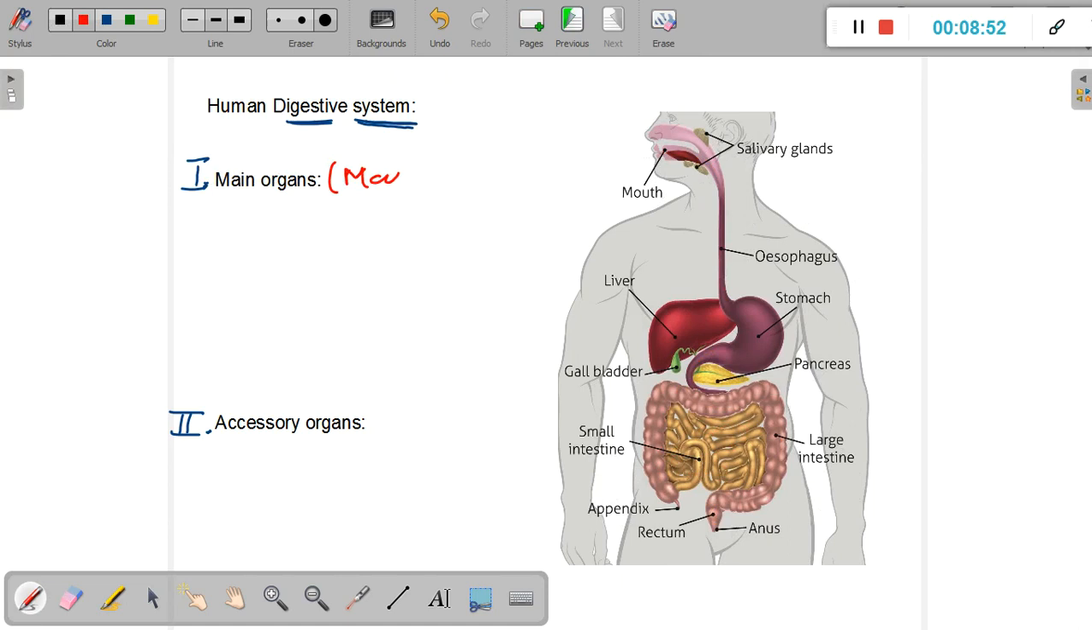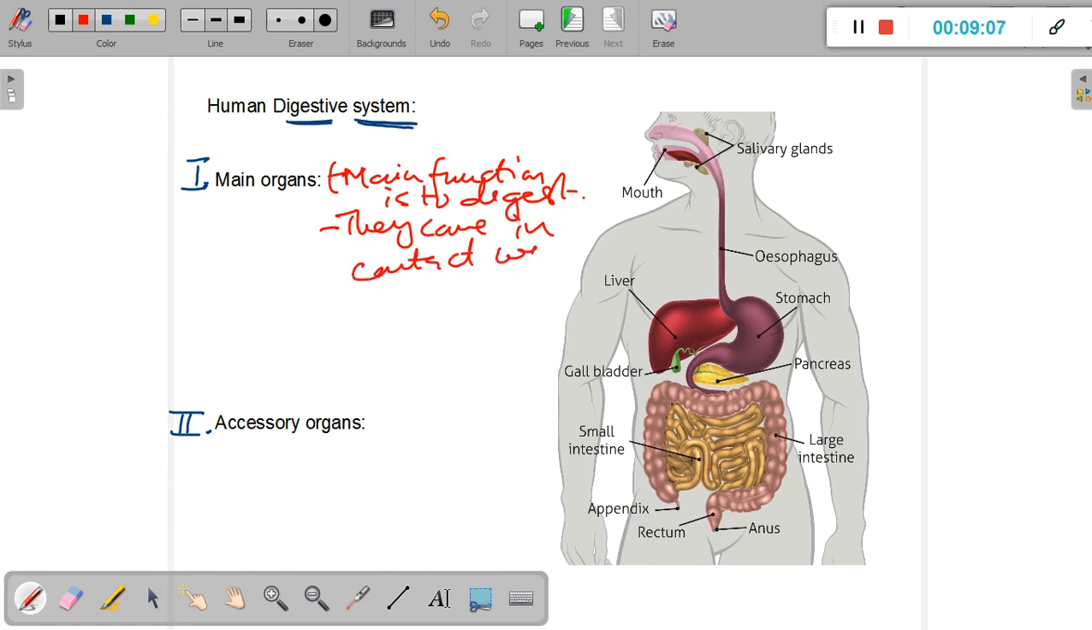Their main function is to digest food, and also they come in contact with food, and these organs are called the main organs. And what are the main organs? The first main organ is the mouth. The second main organ is the esophagus. See, salivary glands have not come in contact with the food, and that's why they are not the main organs. So esophagus is the second main organ.